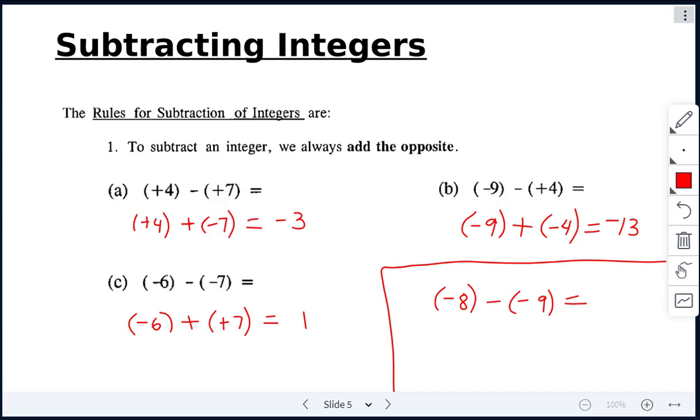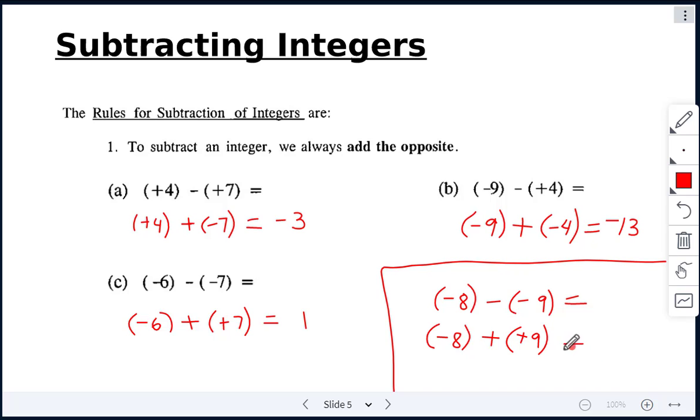So just another example here, we have negative 8 minus negative 9. Because it's subtraction, we're going to change this to addition. We're going to keep our first integer the same, negative 8 plus, and then we have to take this integer here and change it to its opposite. Because it's a negative 9, we're going to change that to positive 9. All right, so now we have negative 8 plus positive 9.